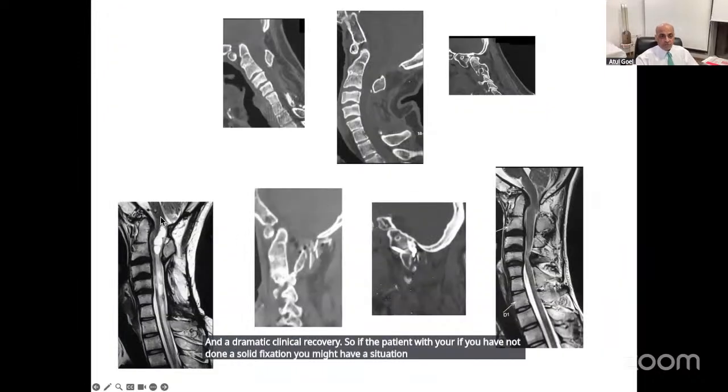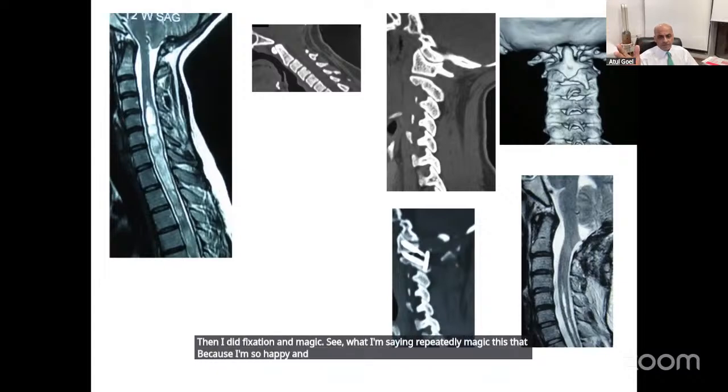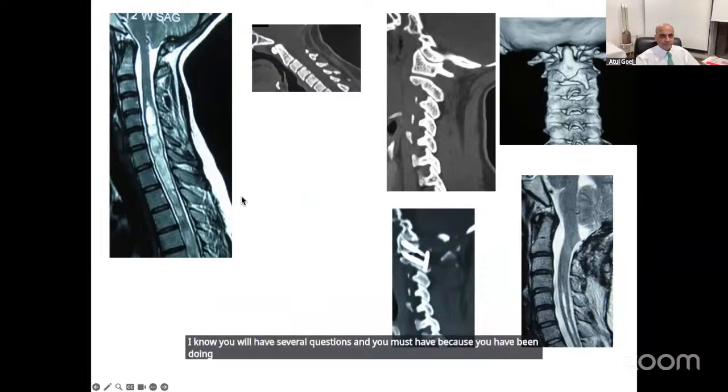has not improved. This is another case, miserable patient, several times operated, decompressions and things like that. Then I did fixation and a magic. See what I'm saying repeatedly, magic, this, that, because I'm so happy and dramatic revolution we have created in this field. No question, no doubt, no argument, no discussion as far as I am concerned. I know you will have several questions and you must have because you have been doing decompressions.